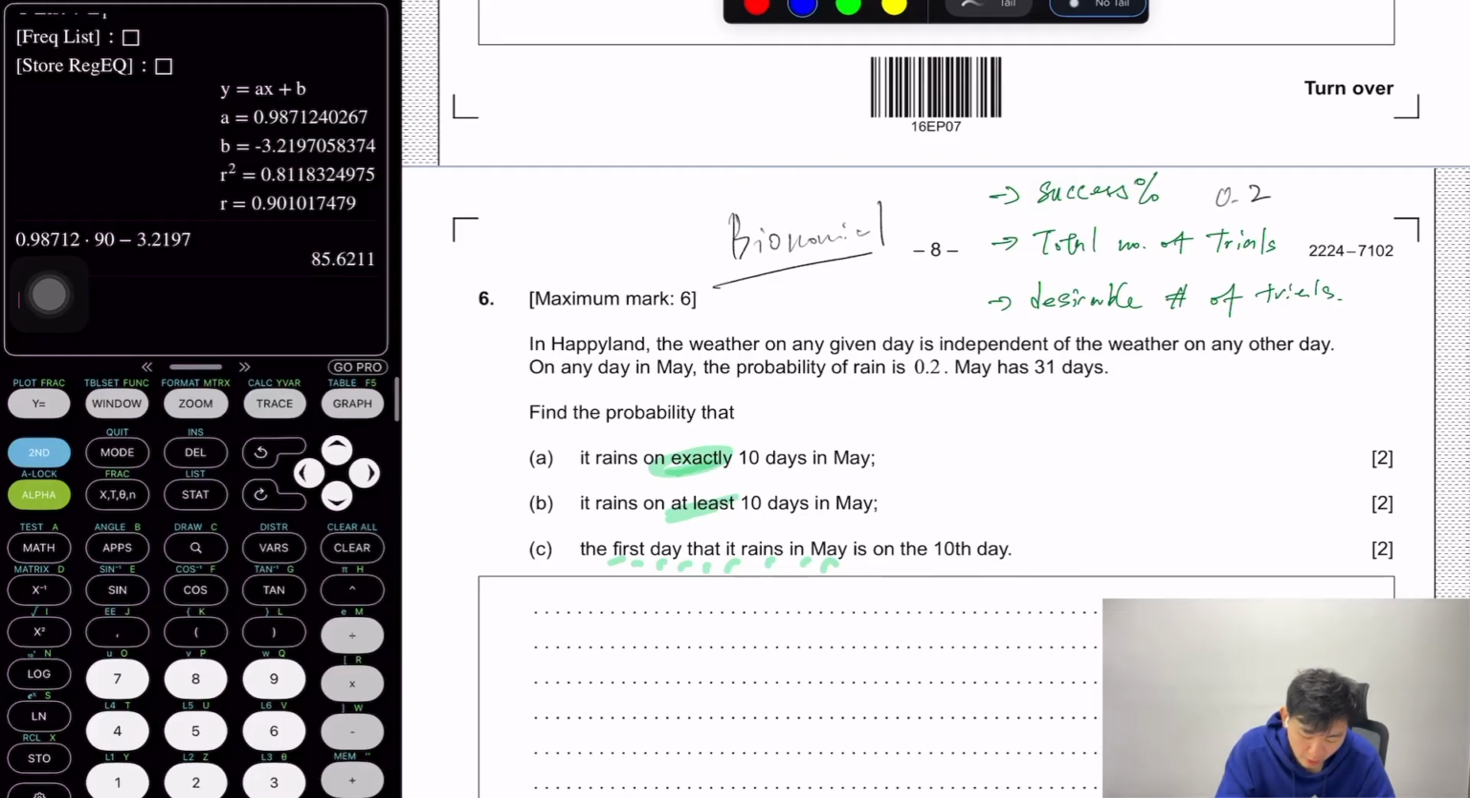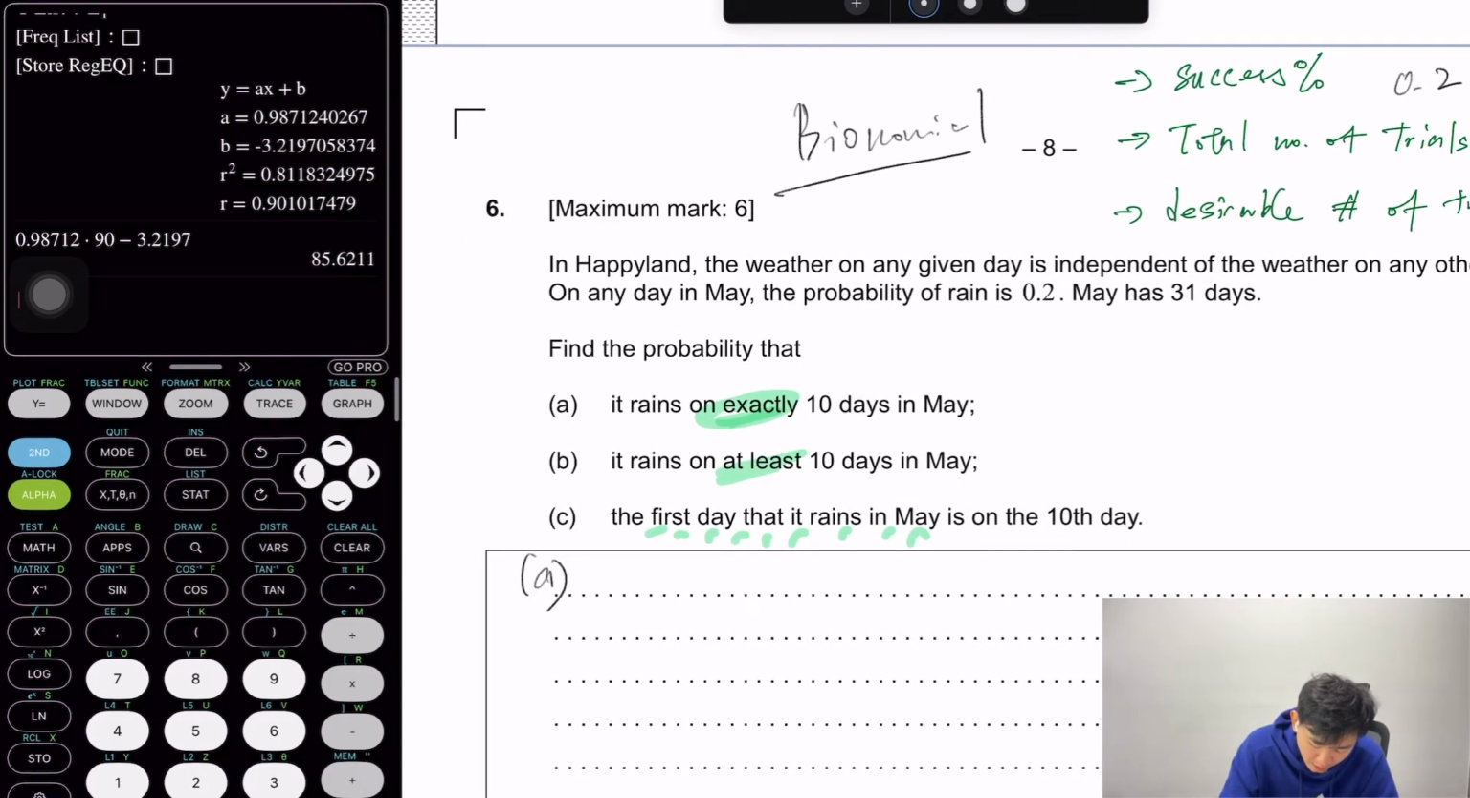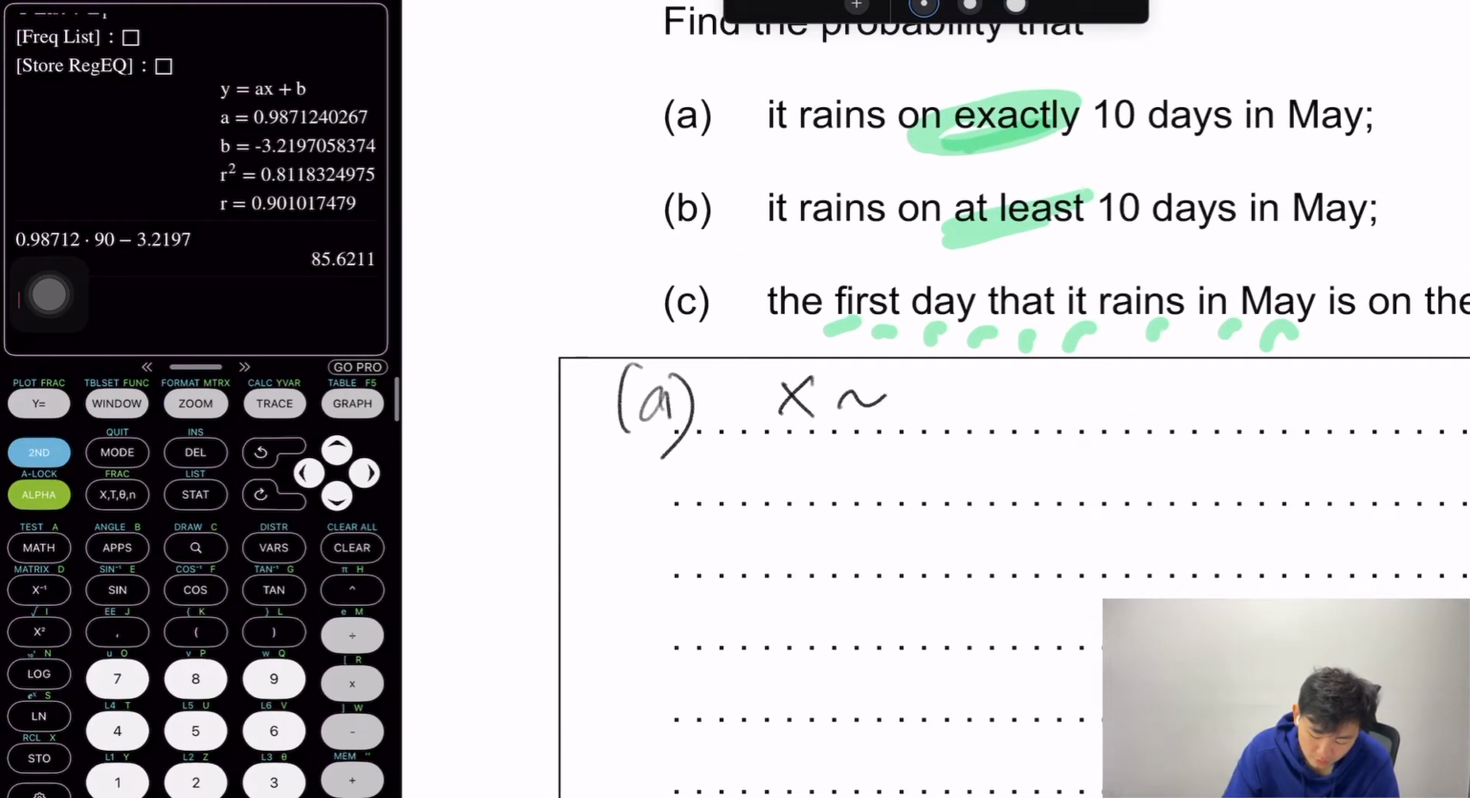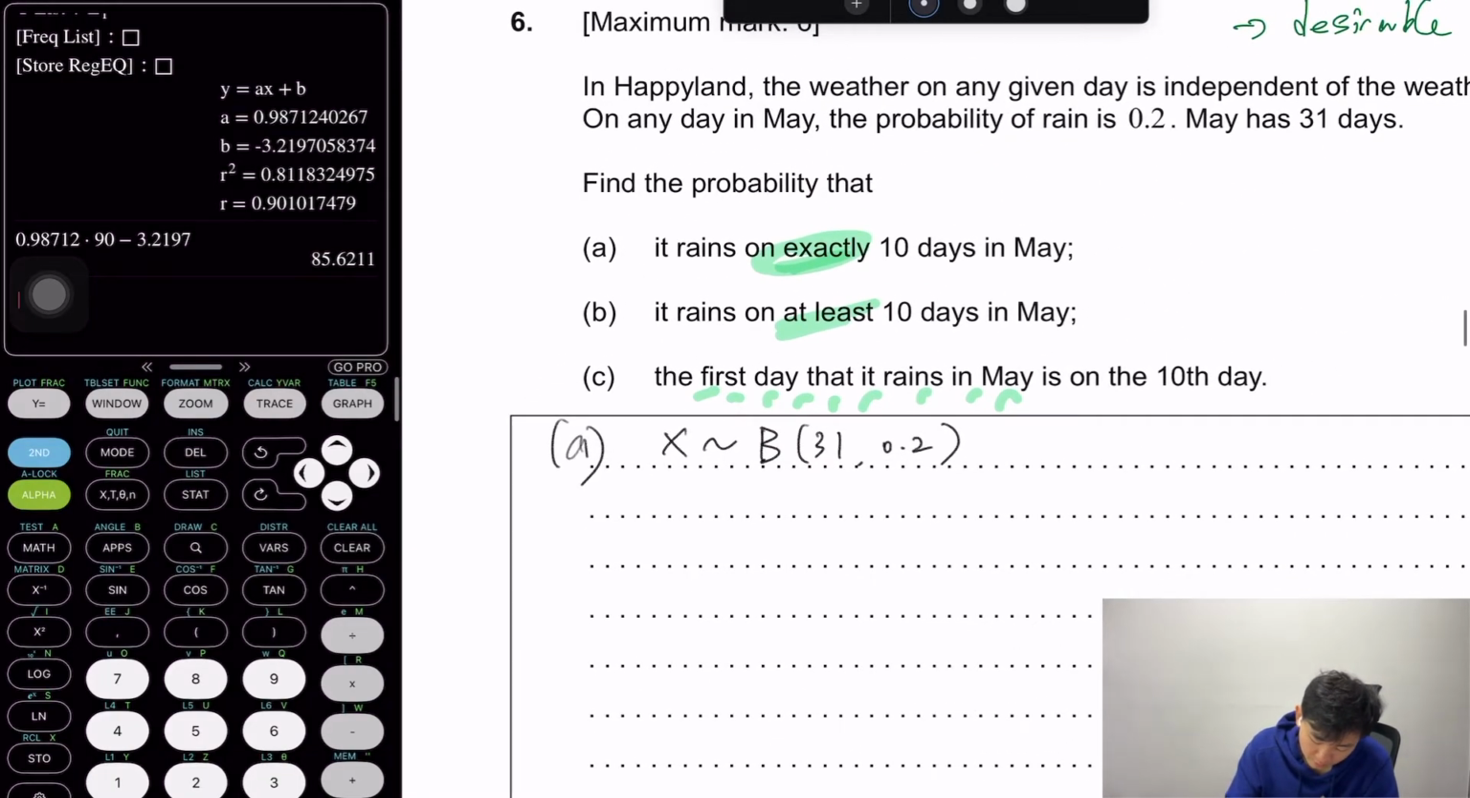Okay. Now for part A first. Now exactly on 10 days. So first of all, we need to address that we know that it is a binomial. So that means the variable belongs to the binomial of what? Of the 31, that's the total number of trials, and then the success probability is 0.2. Okay. So then now we have to find the probability when this one is exactly equal to 10.